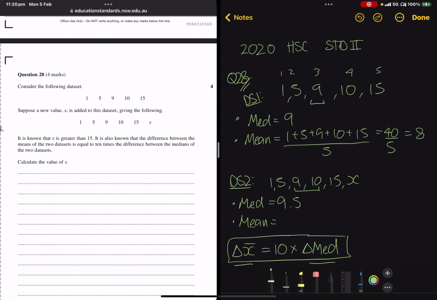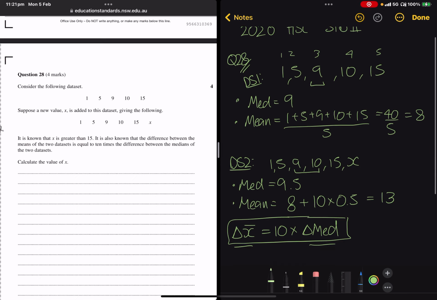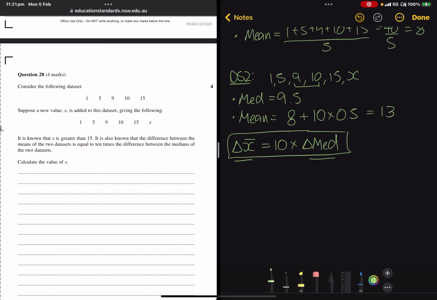So the new mean will be the old mean, 8, plus 10 times the difference, which is 0.5. 8 plus 10 times 0.5 is 13. So we now know that the mean of the new data set is 13. We can now use this to find the x value. 1 plus 5 plus 9 plus 10 plus 15 plus x, divided by 6, is equal to 13, because this is the mean. So we're just going to solve this.